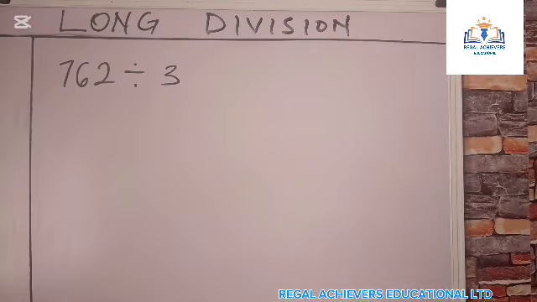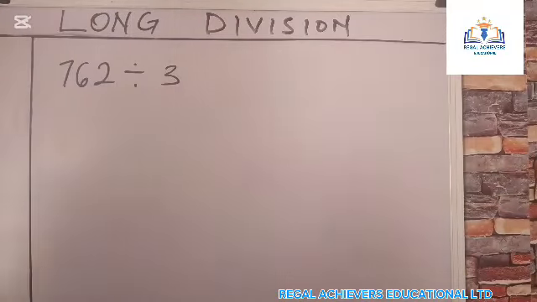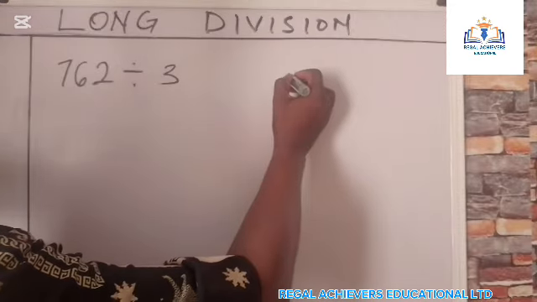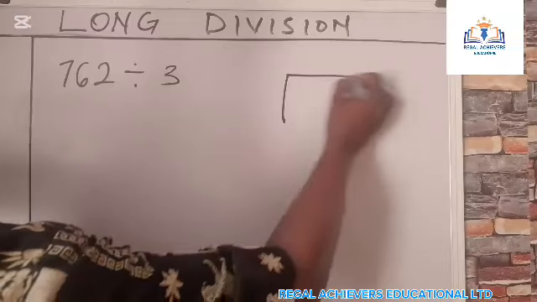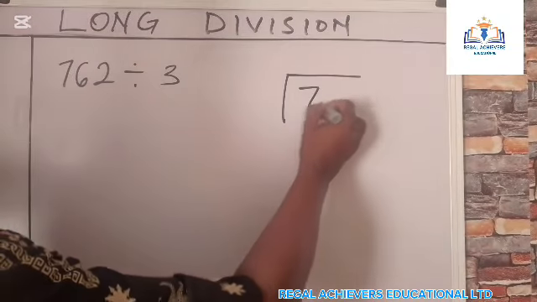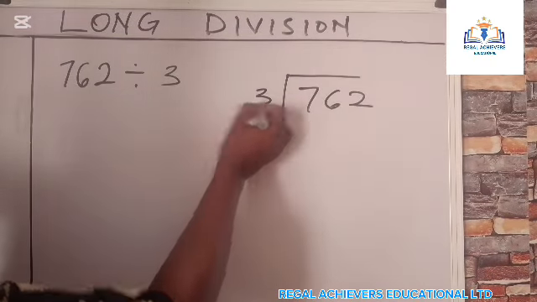I'll be taking you through a topic, long division. Okay, this is going to be similar to short division, but not in that pattern. Okay, we have an example here, 762 divided by 3. Still going to be using our division sign, which is the number you want to divide on the inside, and the number you're using to divide it on the outside.